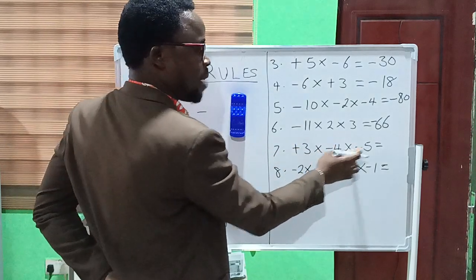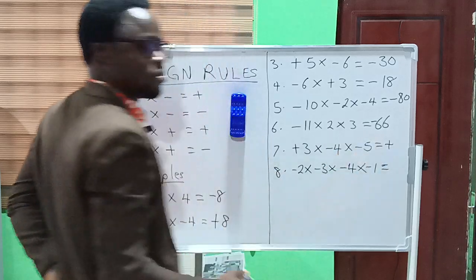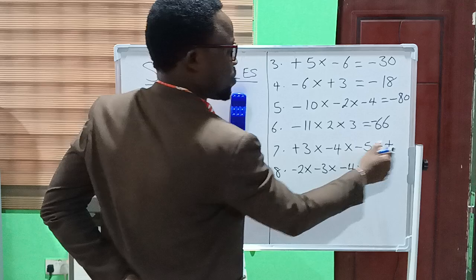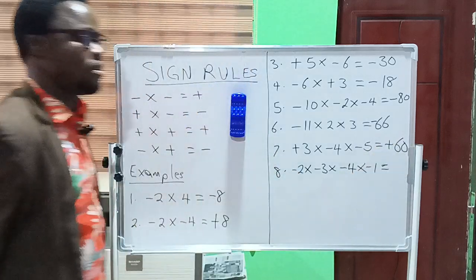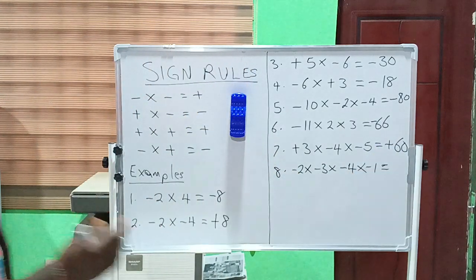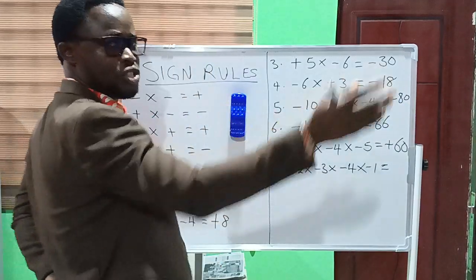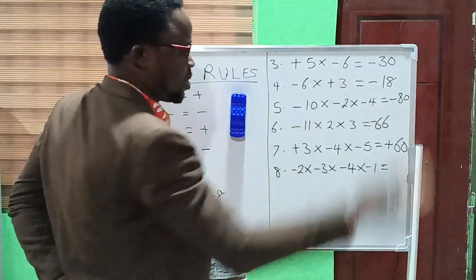So the next one, plus times minus is minus. Now that minus times minus is what? Plus. So 3 times 4 is 12. 12 times 5 is what? 60. What is the answer? Plus 60. So if you notice, you discover that you can multiply the signs first before the digit, or you can do the digit first before the sign.